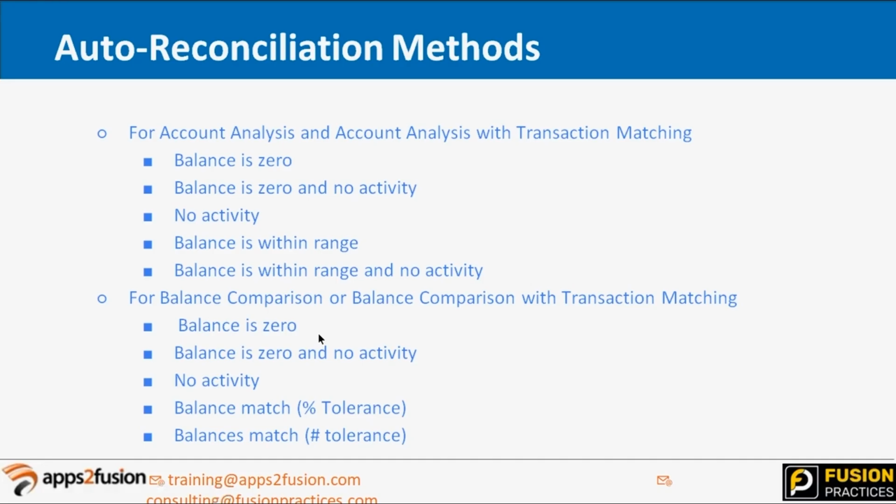When you select balance with range, you will get two fields to set the balance with the low range and the balance with the high range. So only if the source system balance is more than or equal to balance range low and the source system balance is less than or equal to balance range high, only then is the reconciliation auto reconciled.